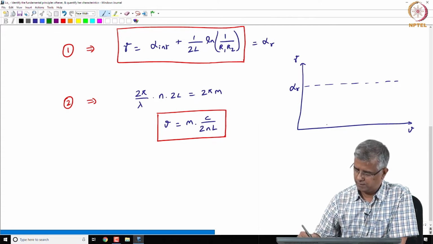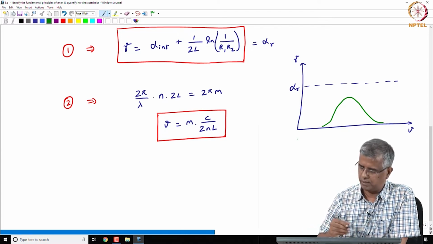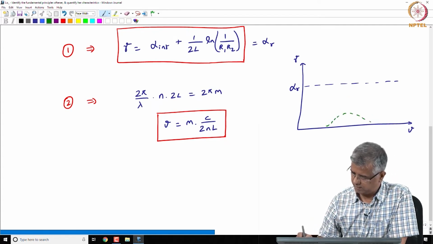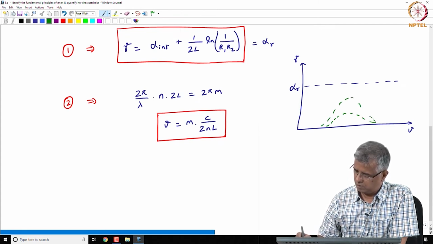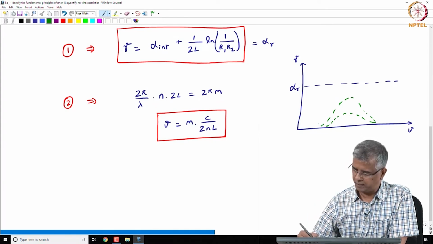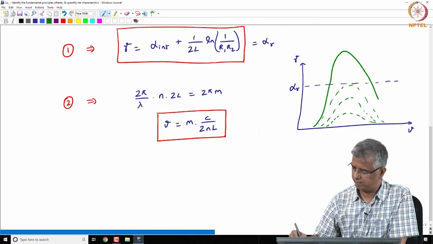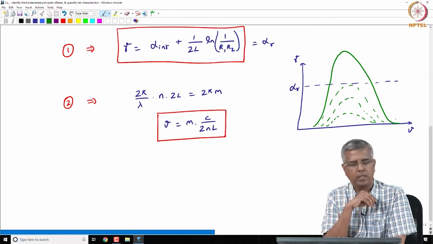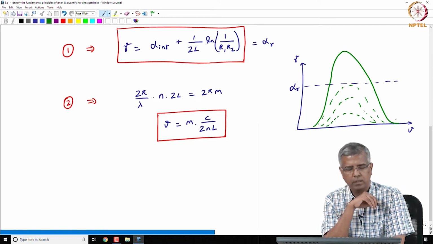When we look at the overall gain, what we will find is, for a given gain medium, you may have something like this at low powers, and as you increase the pumping rate, your gain is going to pick up, and beyond a certain point you are going to have sufficient gain to overcome the losses in the cavity, right.